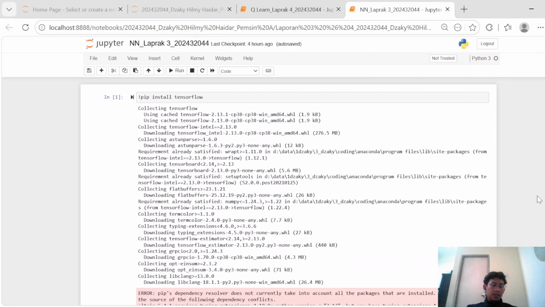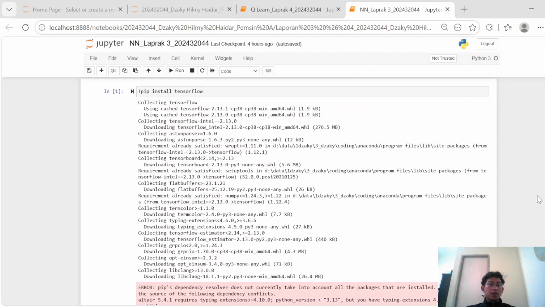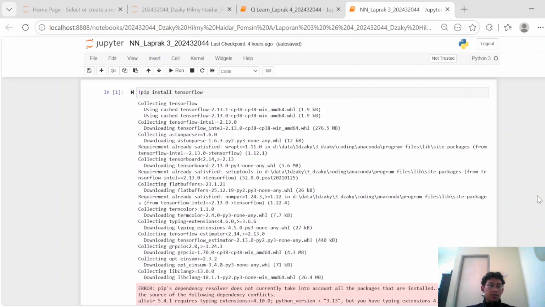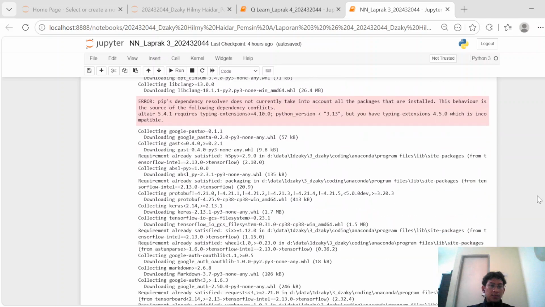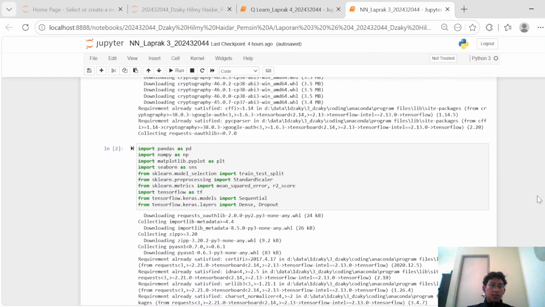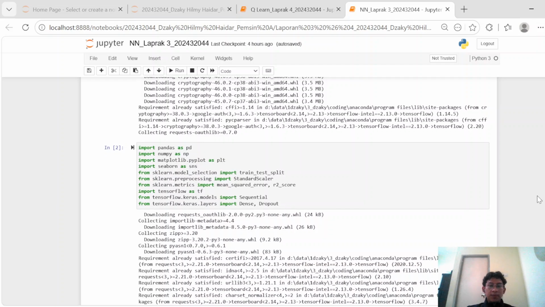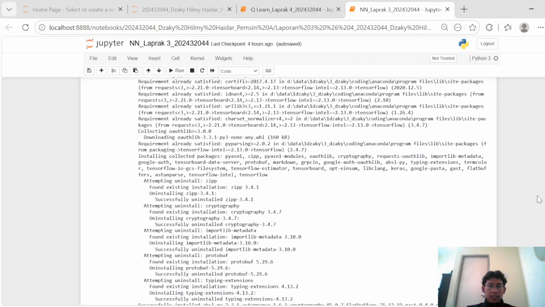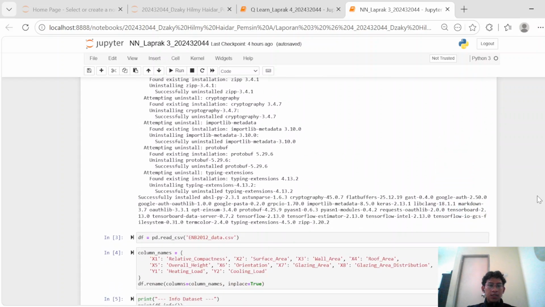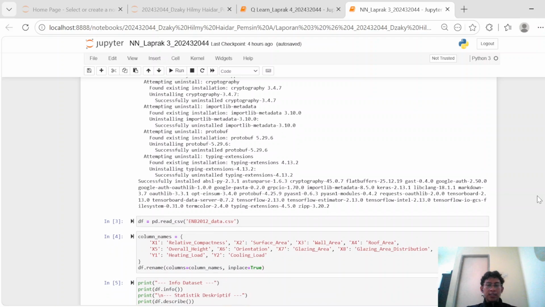Well, in here, first, I install a library named TensorFlow, because in this neural network practicum, I use the TensorFlow library. After I install the TensorFlow library, I import the libraries that I use in this practicum, and after importing that, we do the exploratory data analysis.